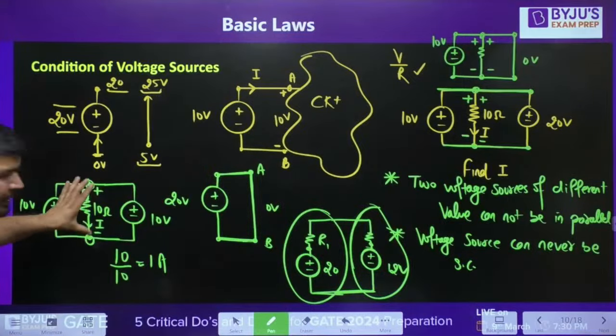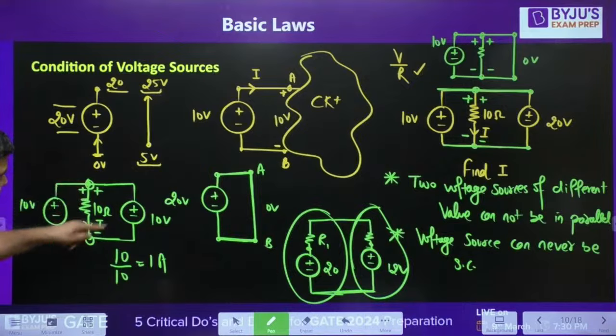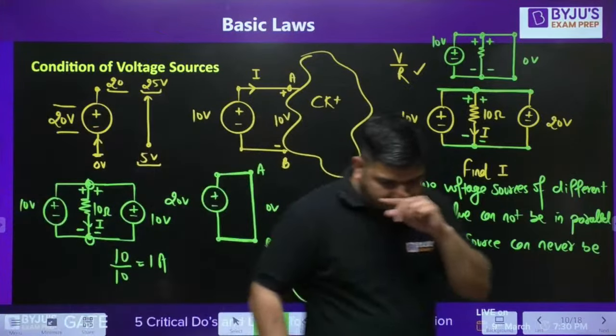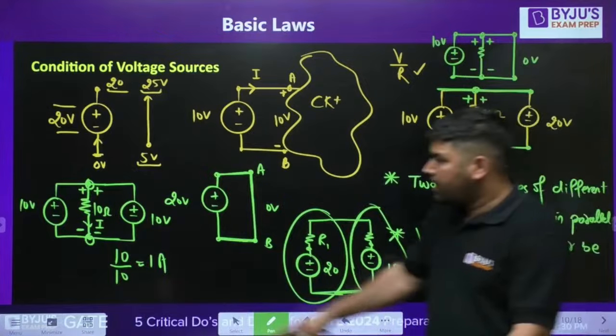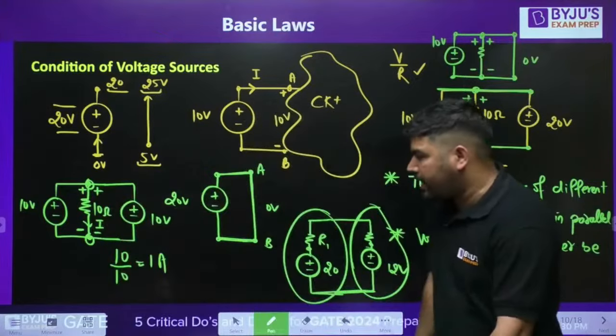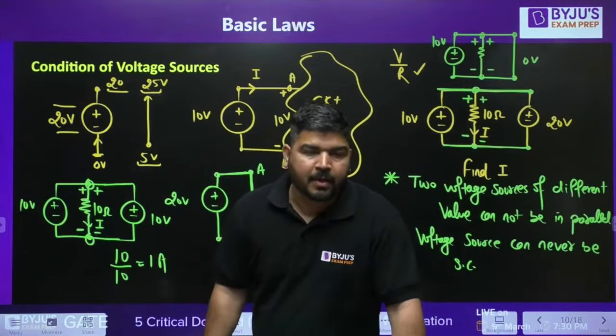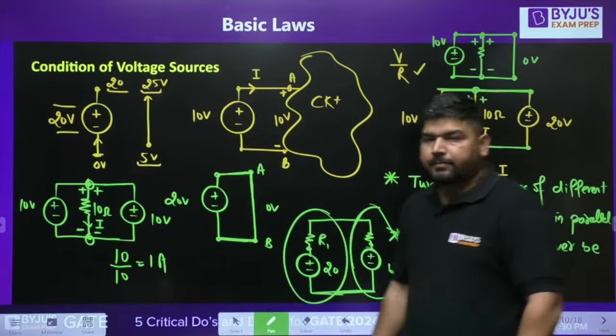There can be only one voltage difference between these 2 points, and it will be 10 volt. Both are agreed on 10 volt. It means the voltage difference between these 2 points is 10 volt. So according to Ohm's law, 10 divided by 10, it will be 1 ampere from higher potential to lower potential. So the current will go from the upper point to the lower point and it will be 1 ampere. I hope it is clear. Tell me, guys, is it clear or not?